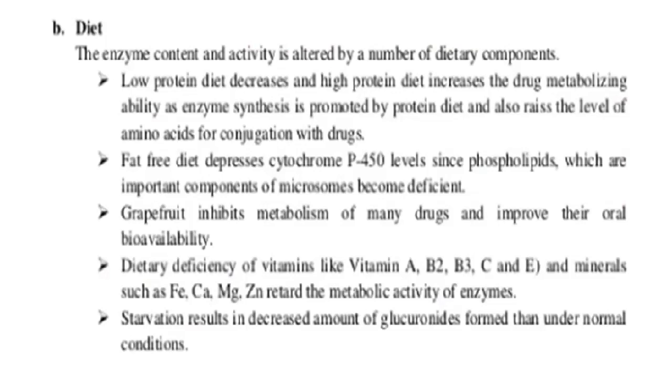Similarly, if you take grapefruit, it will inhibit the metabolism of many drugs, and it will improve their oral bioavailability. Then the dietary deficiency of vitamins like vitamin A, B2, B3, C, E, etc., and certain minerals like calcium, iron, magnesium, zinc, etc., can retard the metabolic activity of enzymes. When you are starving, it will result in a decreased amount of glucuronides formed than under normal conditions. So based upon the diet also, the rate of metabolism can be varied.